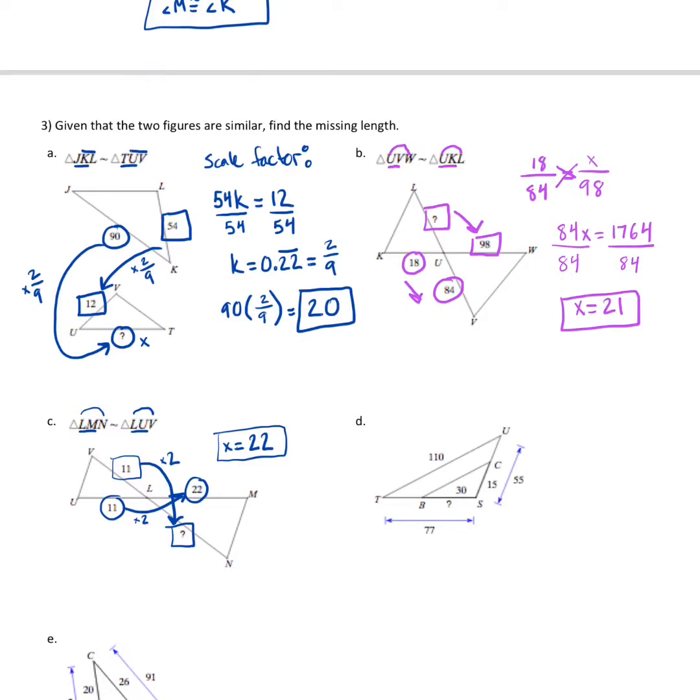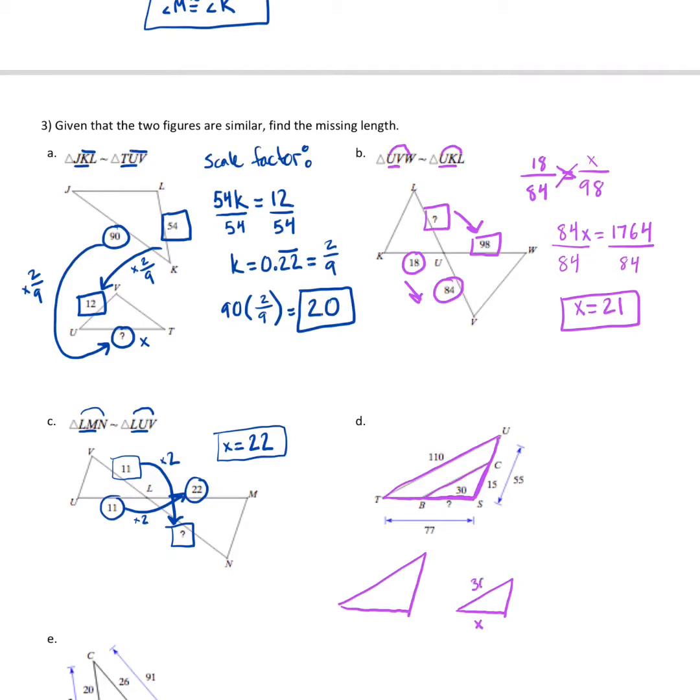Okay, D and E, these look a little bit different, but I want you to look. How many triangles do we have? See how I have a small triangle, but I also have a big triangle. So in these cases, I think it's easiest to just draw it out again and label everything. So it looks like this is X for my question mark.